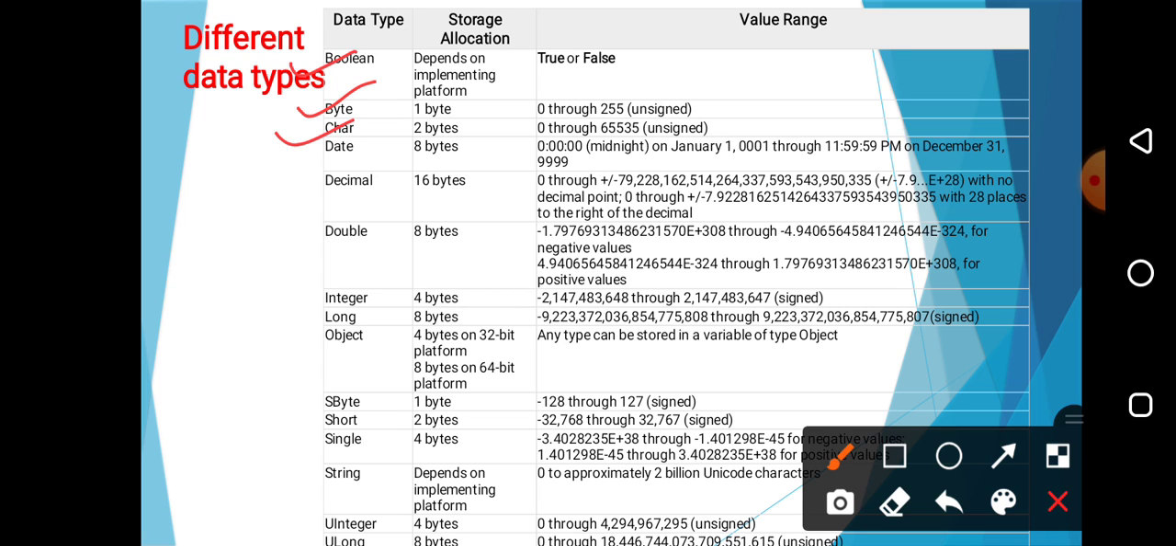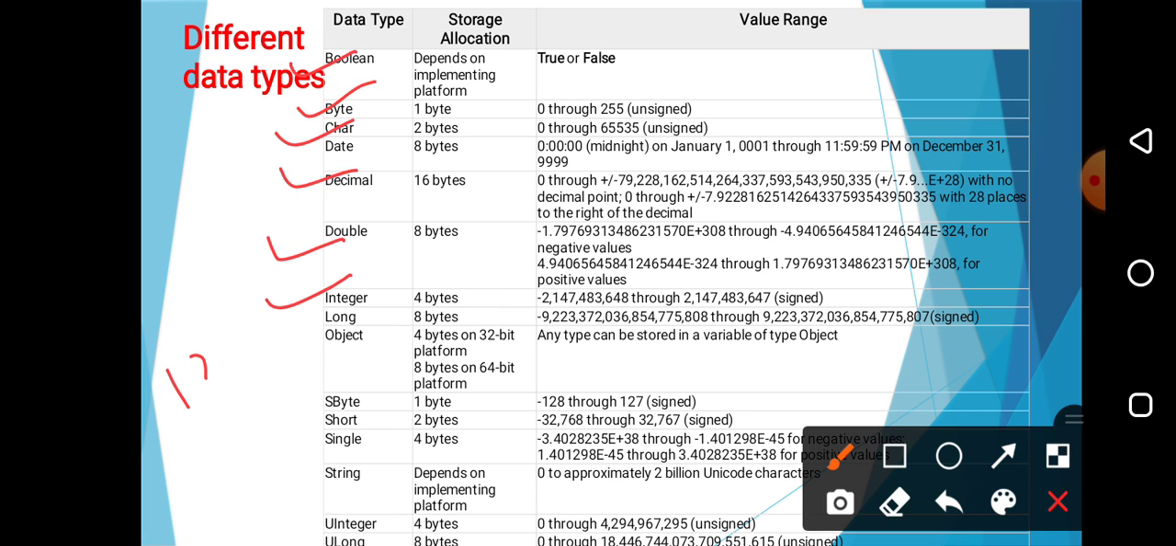Here I have given some storage allocation for the same: byte requires 1 byte of storage, character requires 2 bytes, and date requires 8 bytes. Whenever you want to store or accept the data as a date, at that time you are using the date data type. Decimal, if you want to represent the data in a decimal format, at that time you are using the data type decimal. Double, the range of the double is given over here.